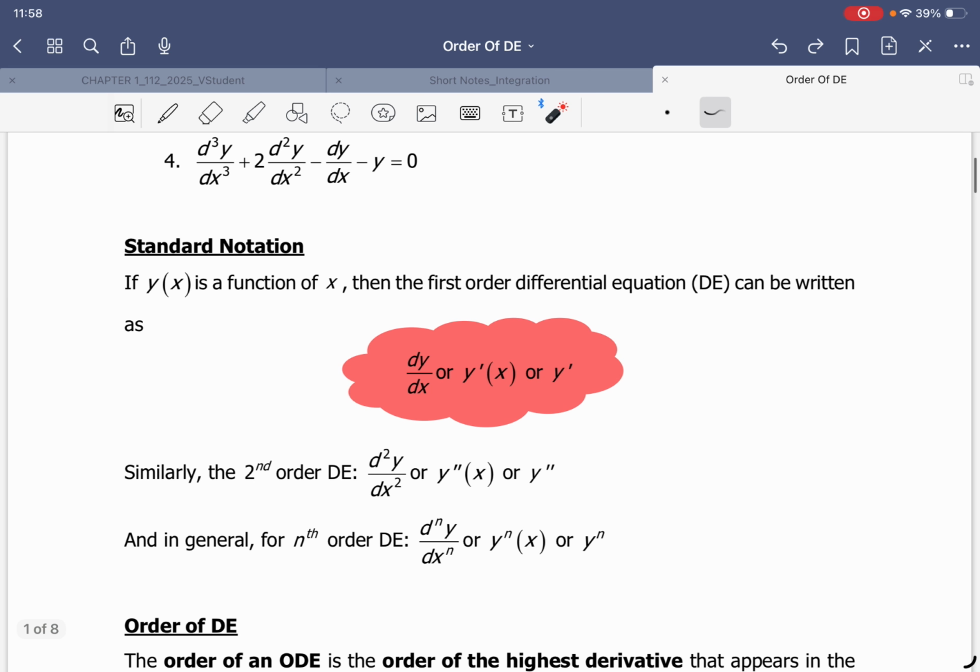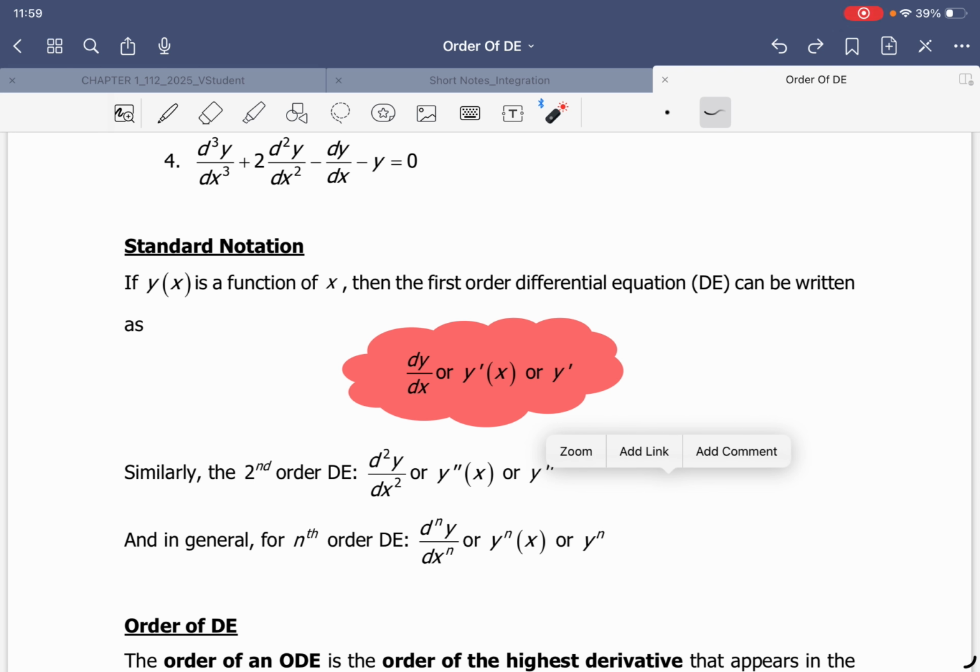It is similar for the second order differential equation, whereby the second order is d square y over dx square, or y double prime. In general, the nth order of the differential equation can be written in terms of d^n y over dx to the power of n, whereby n here stands for the order of the differential equation.